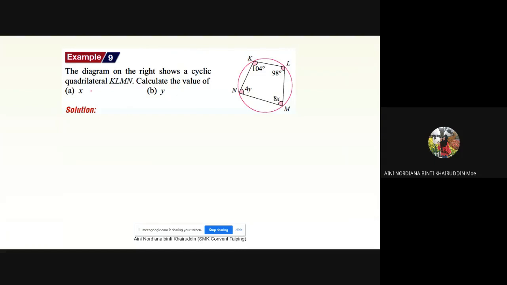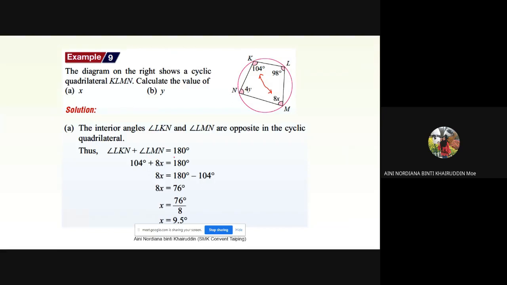Okay, have a look at this example. To calculate the value of x, 8x and 104 is opposite angle. So 8x plus 104 equals to 180. Then you need to solve this lah. First you transfer 104 to the right hand side. So here plus, so here minus. Then you divide by 8. You get the value of x equals to 9.5 degree.